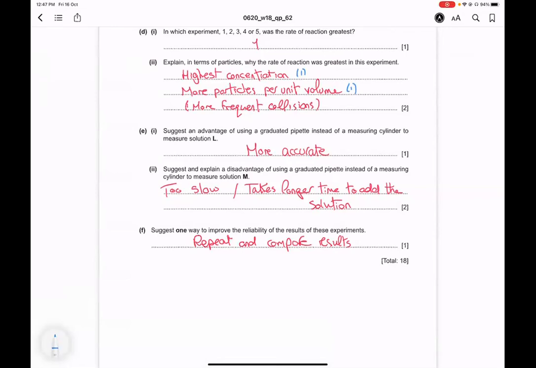Suggest an advantage of using a graduated pipette instead of a measuring cylinder: more accurate, of course. Suggest and explain a disadvantage of a pipette. Take care, the disadvantage of the pipette is always that it's too slow. Pipette and burette are too slow. This is the main disadvantage of using them. Okay, or they take a longer time to add the solution. Suggest one way to improve the reliability: repeat and compare the results. Please always say, when he says reliability, repeat and compare.